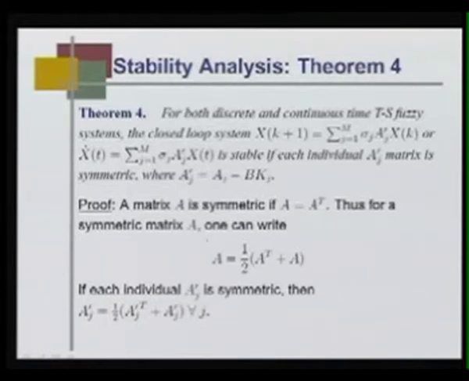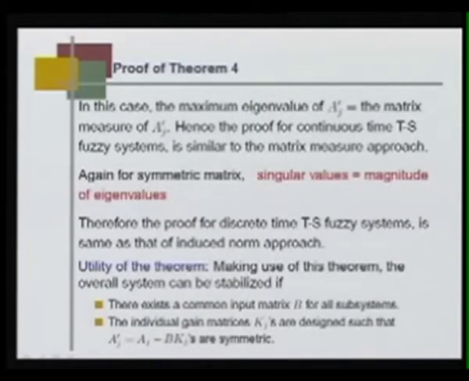Proof: a matrix A is symmetric if A is A transpose. Thus, for a symmetric matrix A, one can write A is half (A transpose plus A), that means it does not have a non-Hermitian part. If each individual Aj dash is symmetric, then Aj dash is half (Aj dash transpose plus Aj dash) for all j. In this case, the maximum eigenvalue of Aj dash is equal to the matrix measure of Aj dash. Hence, the proof for the continuous time T-S fuzzy system is similar to the matrix measure approach we used in the previous theorem. Again, for a symmetric matrix, singular values are equal to the magnitude of eigenvalues. Therefore, the proof for the discrete time T-S fuzzy system is the same as that of the induced norm approach.